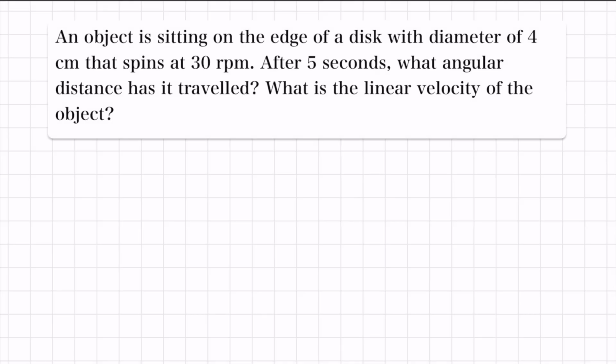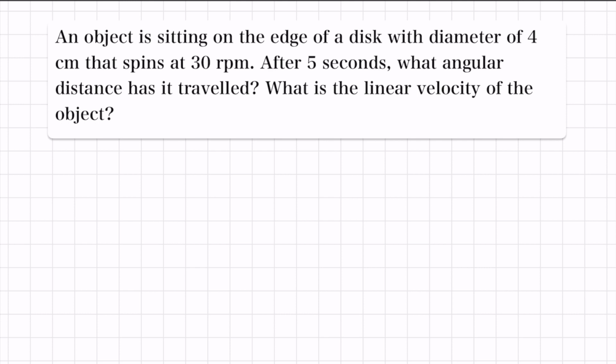Now that I've gone through all of that, let's jump into an example problem, and I'll also show in this problem some of the common tricks that they throw in to just add complexity. Okay, an object is sitting on the edge of a disk with diameter of 4 centimeters that spins at 30 rotations per minute, that's RPM. After 5 seconds, what angular distance has it traveled, and what is the linear velocity of the object?